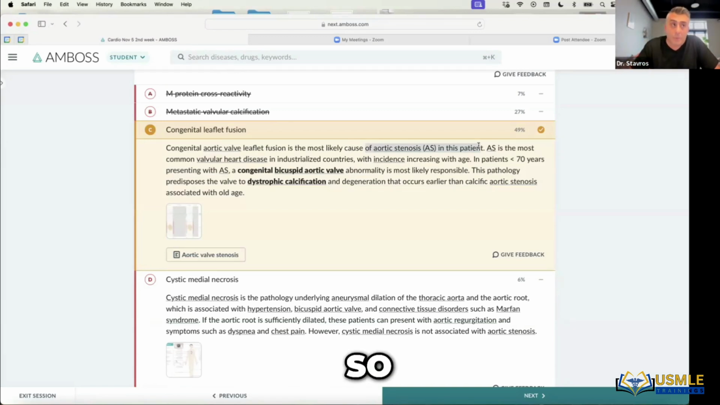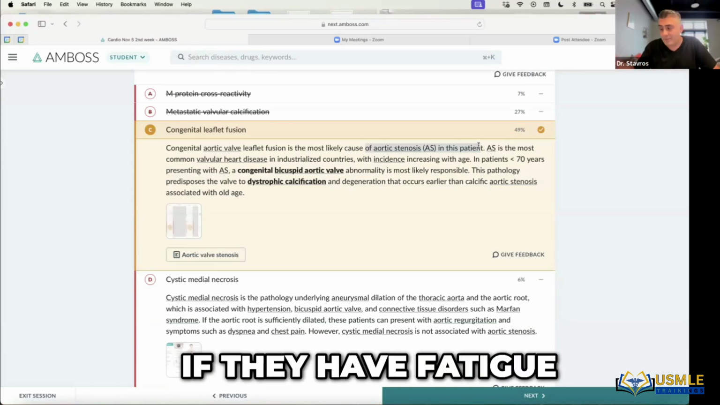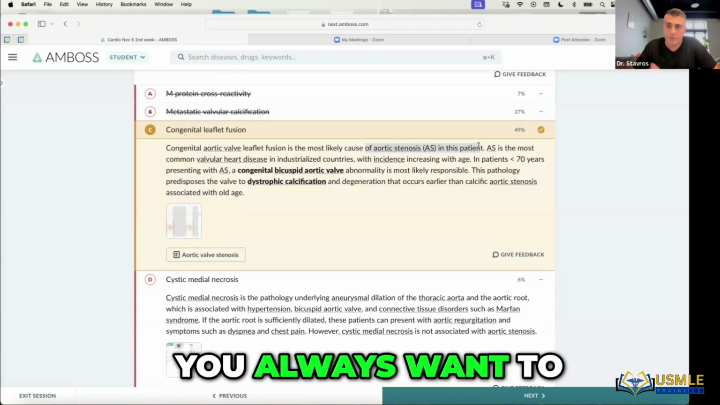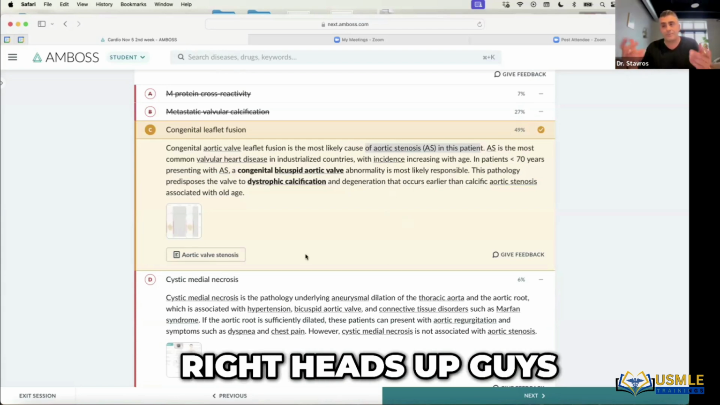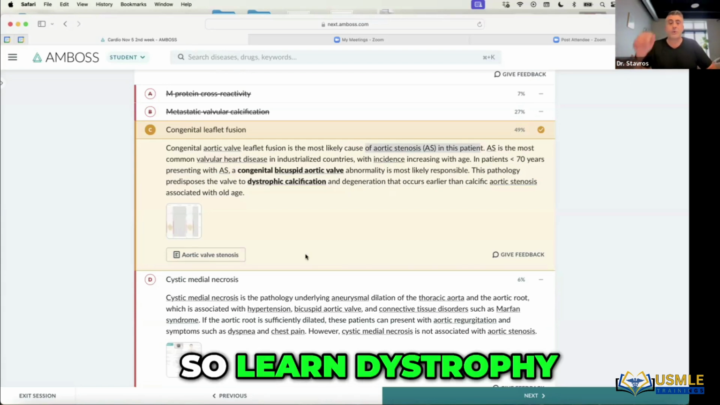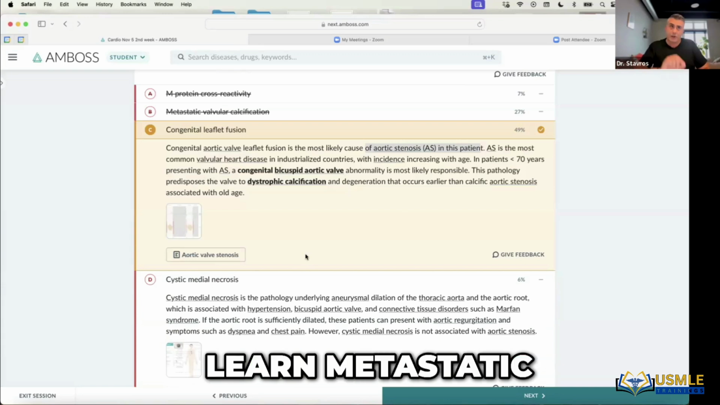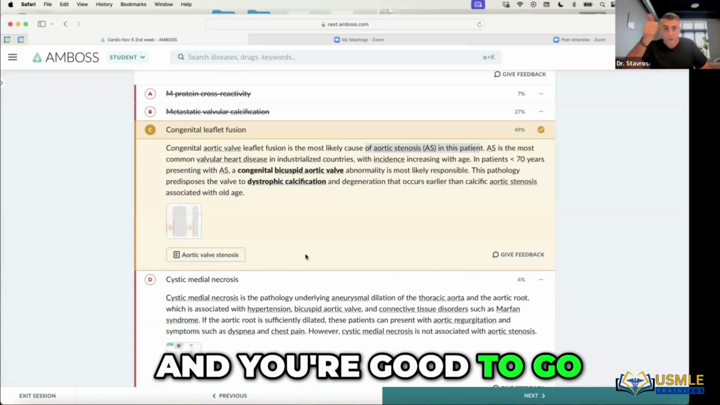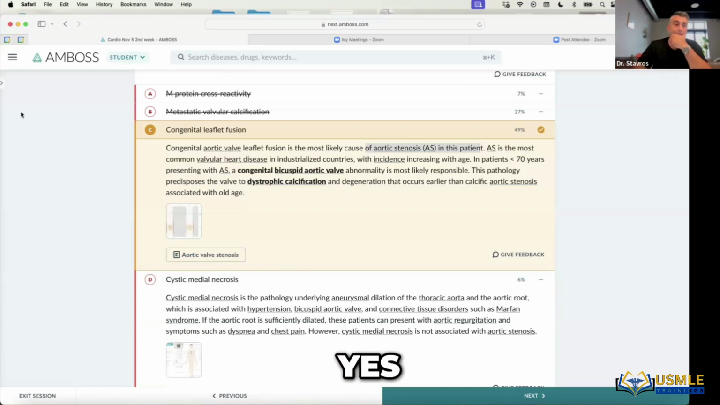Anyway, typically when you see patients, if they have fatigue, tiredness, exhaustion, you always want to make sure that's not anything stenotic, right? Heads up, guys. Good. So learn dystrophy, learn metastatic, and you're good to go. I promise you. Yes?